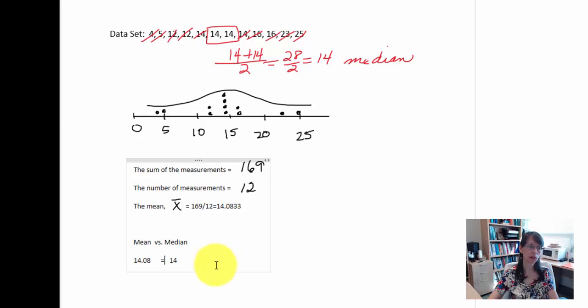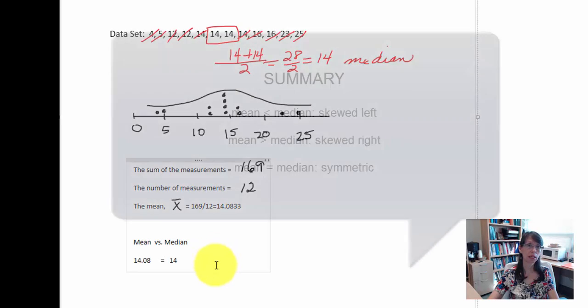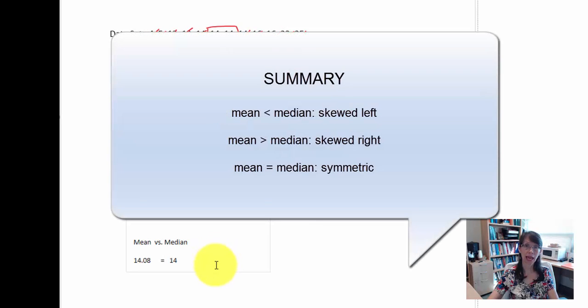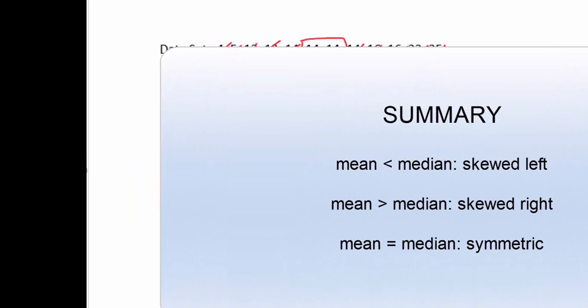So we've got three comparisons today. When the mean was less than the median, our mound shape was skewed to the left. When the mean is larger than the median, our mound is skewed to the right. And when the mean is equal to the median, we have a symmetrical mound.